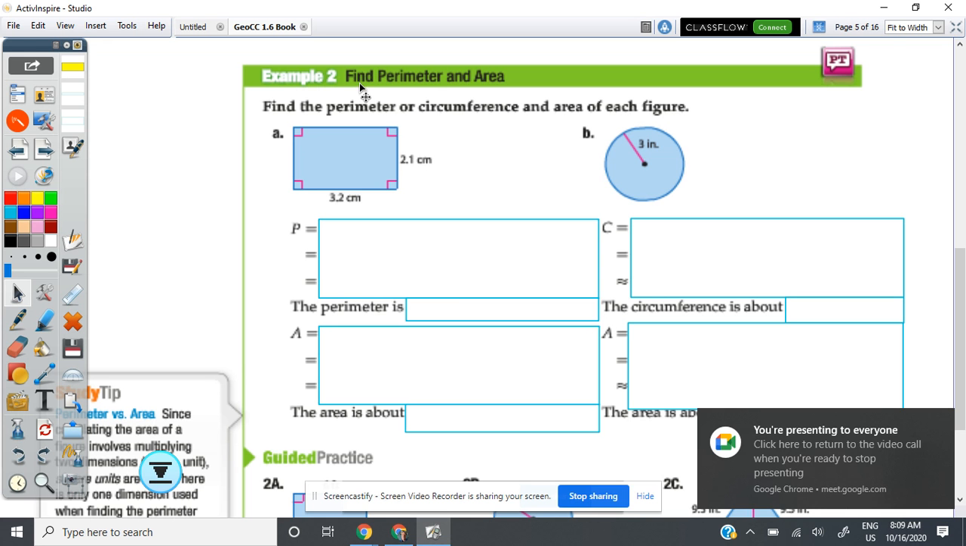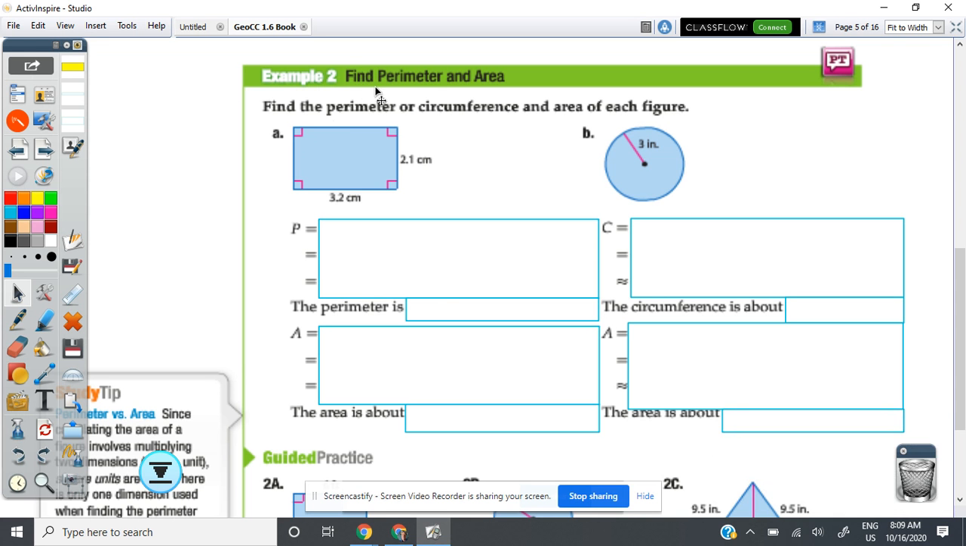Okay, example 2, this is section 1.5, example 2. We're going to find perimeter and circumference. It says perimeter, that means around the outside of a polygon. If it says circumference, that means around the outside of a circle. So we have to find one or the other. The area is the space inside.